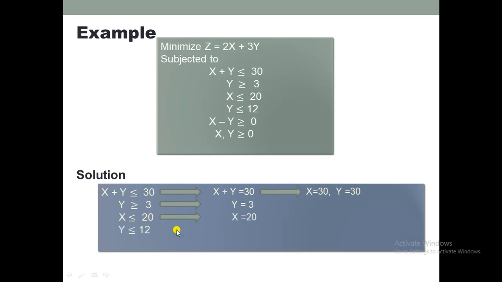The fourth constraint is y less than or equal to 12. When it is converted into an equation, it simply becomes y equal to 12. And the fifth, last constraint is x minus y greater than or equal to 0. When it is converted into an equation, that means x minus y equal to 0, so ultimately it becomes x equal to y. Whatever the value of x, the same is going to be the value of y.